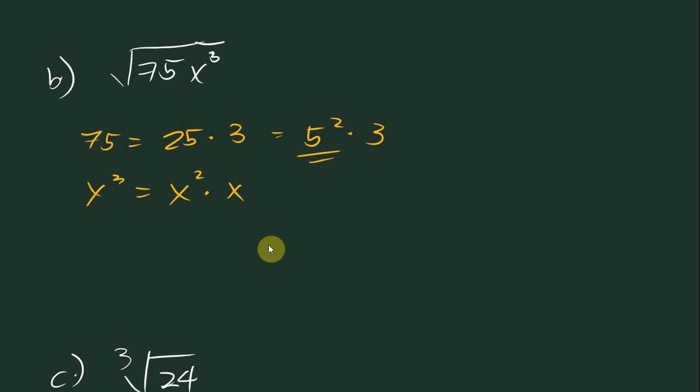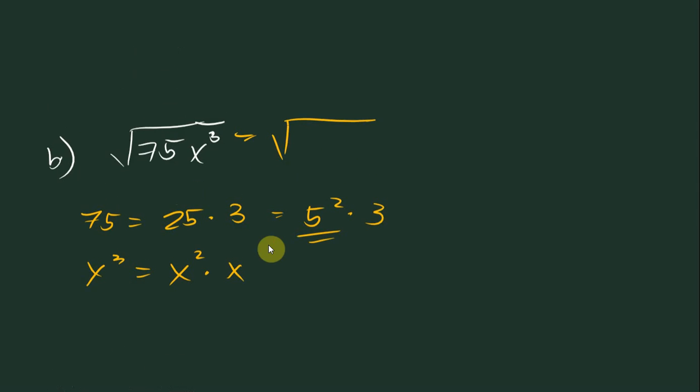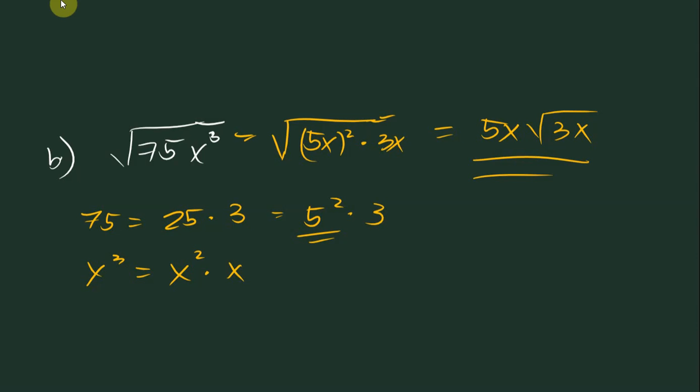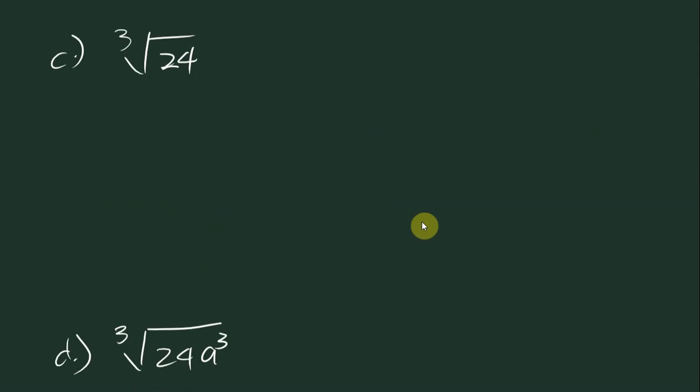Okay, so let us then rewrite this radical as 25 x squared. Oh no, we can write this as 5x squared and then multiplied by 3x. So you can then say that this is 5x multiplied by the square root of 3x. Okay, pretty cool. Let's now proceed to the third one.